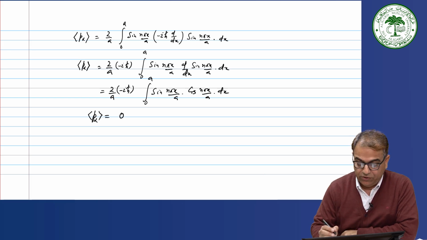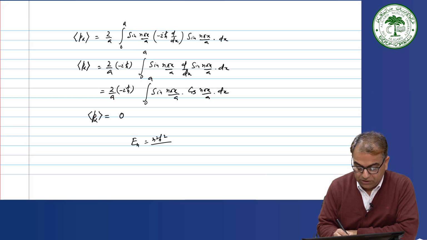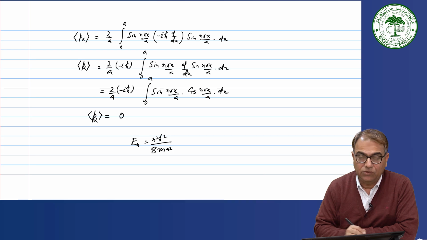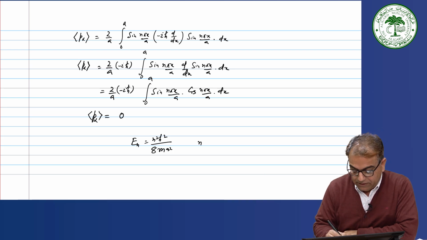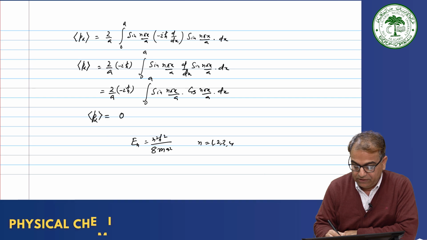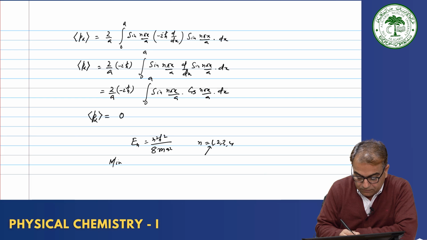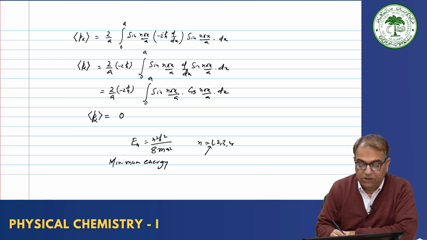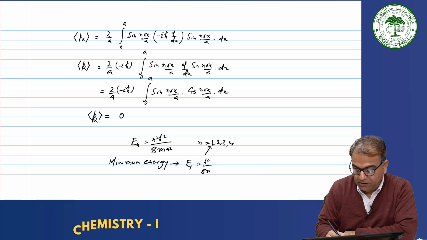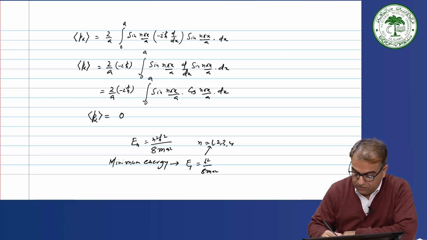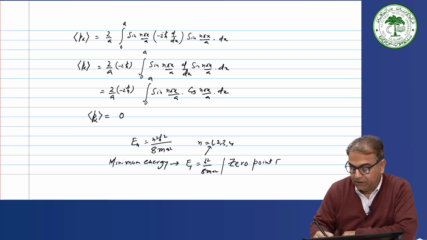Another thing which I forgot to tell you is that when we have written the energy equation, which is n square h square divided by 8m a square. And what is the minimum value of n? n can be 1, 2, 3 and 4. The minimum value is 1. So the minimum energy which is possible for this system is E1 equal to h square divided by 8ma square, and this is called the zero point energy.